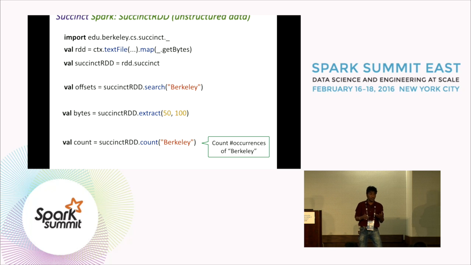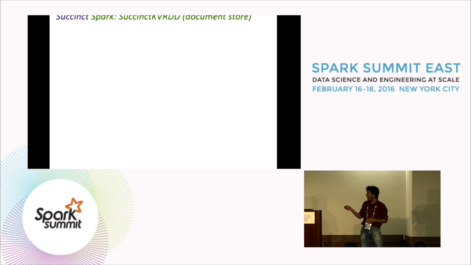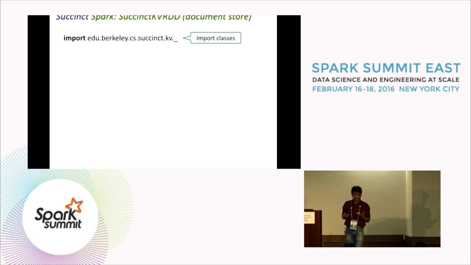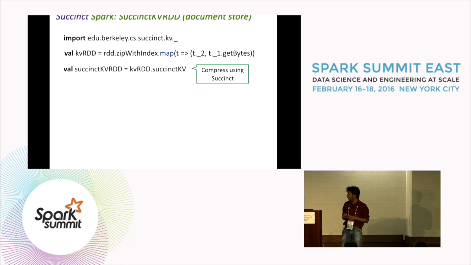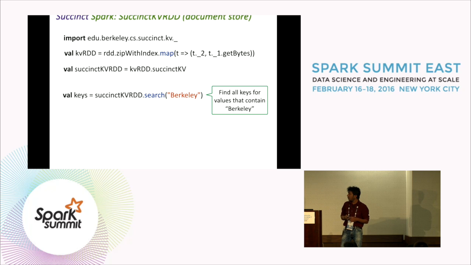Now if you wanted to deal with more semi-structured data, we have the Succinct KV RDD. Okay. That allows you to use Spark as a document store. It's exactly the same. You import classes, you create your data, you load your data, and you compress using Succinct RDD. The only thing is that I've changed the name to Succinct KV RDD now. Okay. Once you have the Succinct KV RDD, nothing changes. All the operations are the same. You do .search. The only change is in what you get.